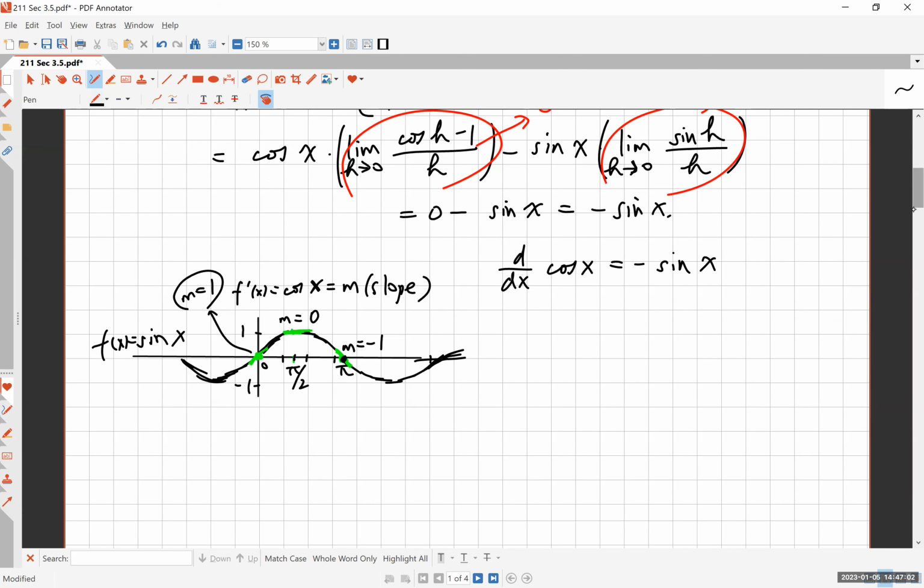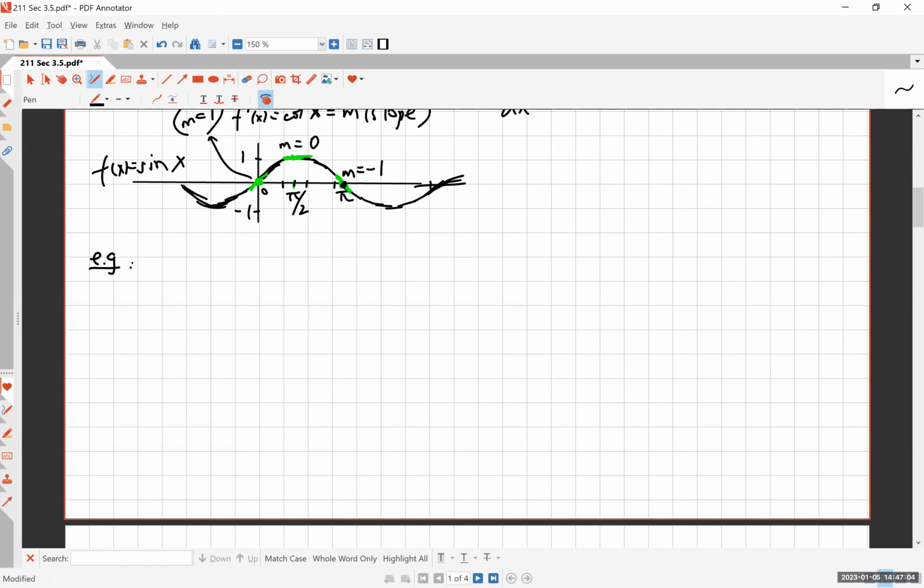Let's do a couple of examples before we go to part 2 of this, the second segment of the video lecture for section 3.5. All right, can you differentiate x squared sine of x? And the answer is yes, you should be able to.